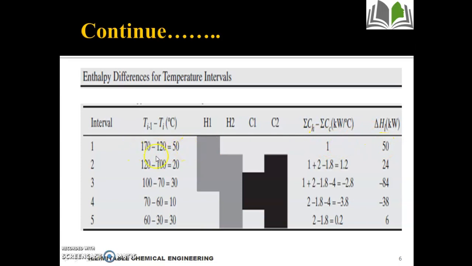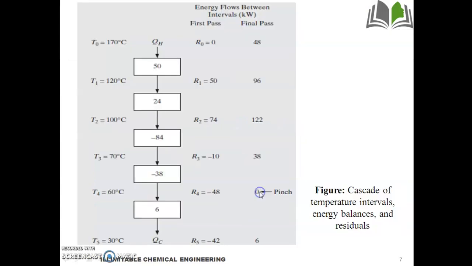Now for delta H1 and delta H2, that we have already seen, right? So what is this gray part showing? The gray part is showing that from 170 to 70 degrees Celsius the H1 stream is present. From 120 to 30 degrees Celsius the H2 stream is present. From 100 to 60 degrees Celsius the C1 stream is present, and from 120 to 30 degrees Celsius the C2 stream is present, right?